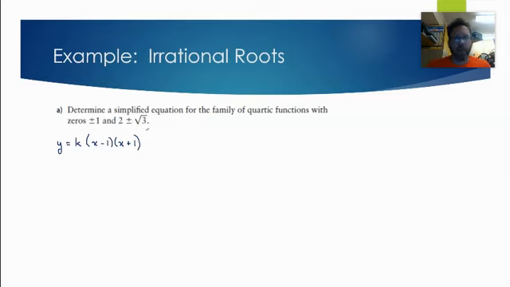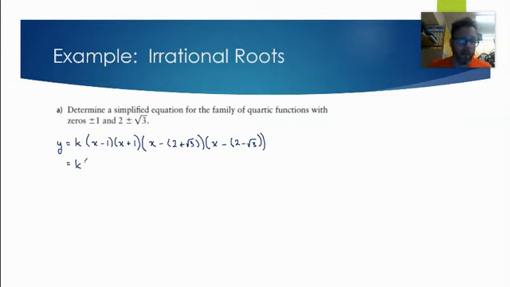And a root of 2 plus root 3. Well, what's that going to look like? So it'll be x minus 2 plus root 3 and x minus 2 minus root 3. And that's what our family looks like. Now, that is correct, but we can clean this up a little bit. I'm going to show you guys how.